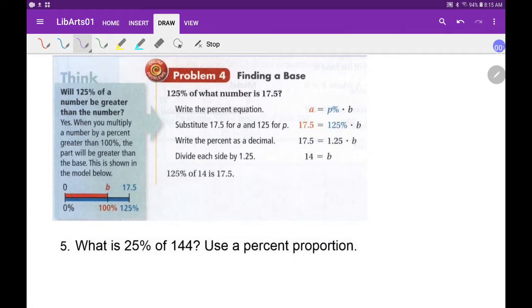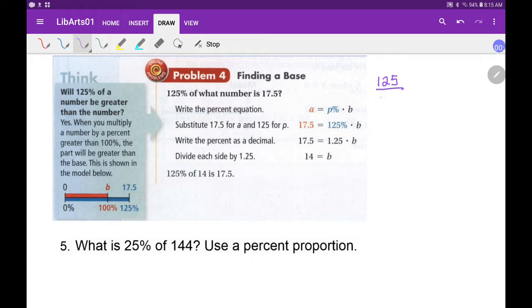Okay, finding a base. Let's see. This is like what we did with the bell work. We used a proportion, right? Well, that's how I'm going to do it. So 125% of what number is 17.5? So what does 125% look like?